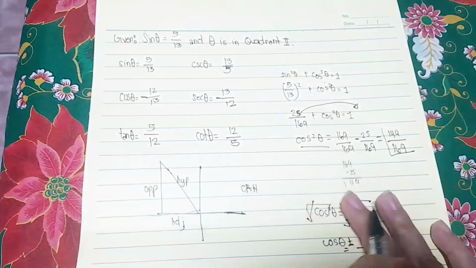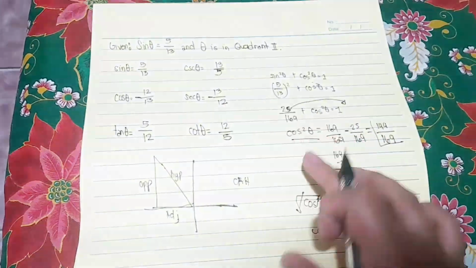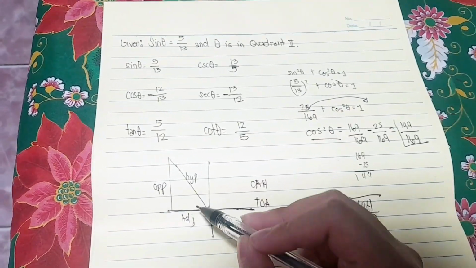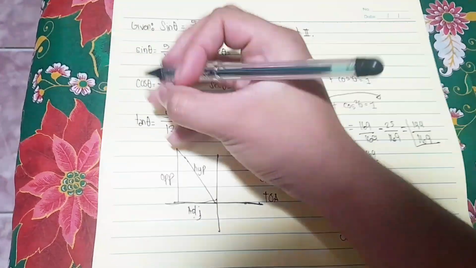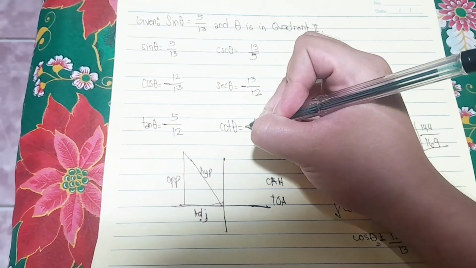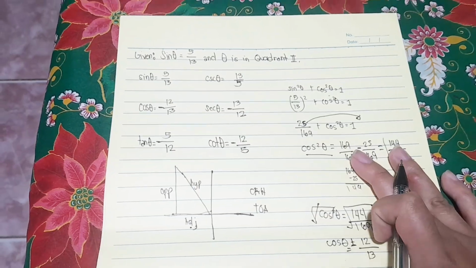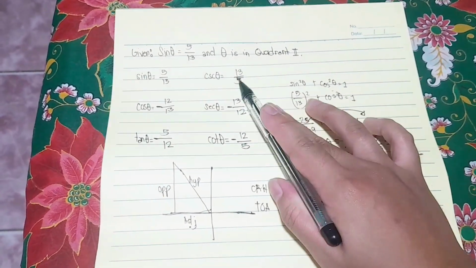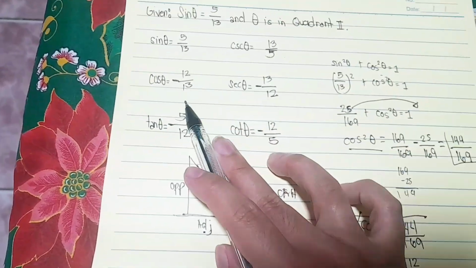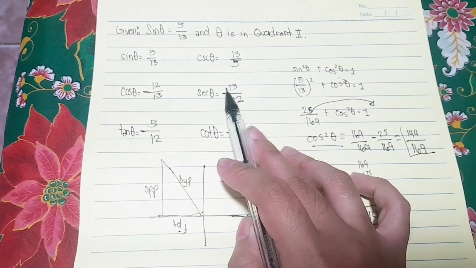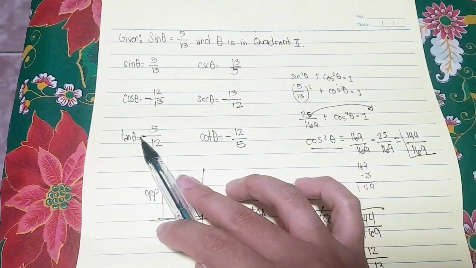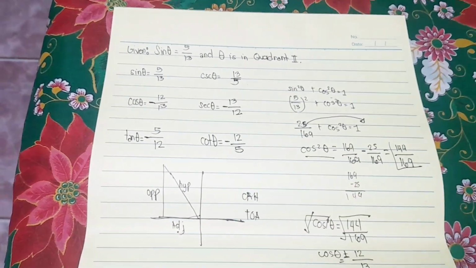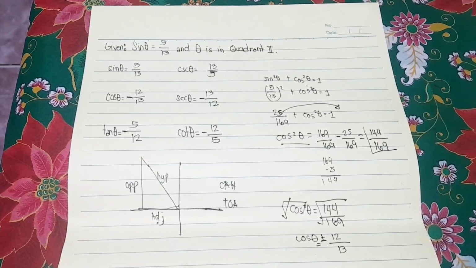Ganun din sa secant. Then, doon naman sa tan, TOA. Opposite and adjacent. Yung adjacent is nasa baba ulit, so negative din siya. So, negative 5 over 12 and negative 12 over 5. So, yan. Ang pinaka-answer natin is yung cosecant is 13 over 5, yung cos is negative 12 over 13, secant is negative 13 over 12, yung tan is equals to negative 5 over 12, and yung cotangent is negative 12 over 5. So, that's the answer.